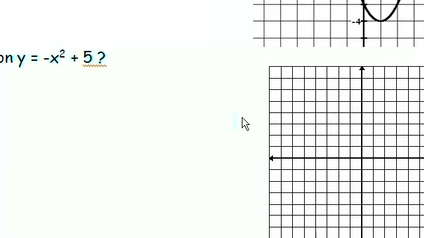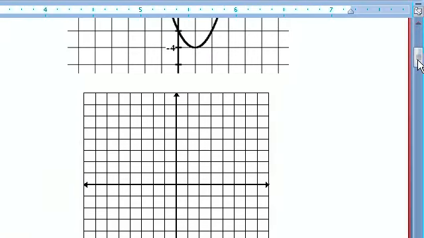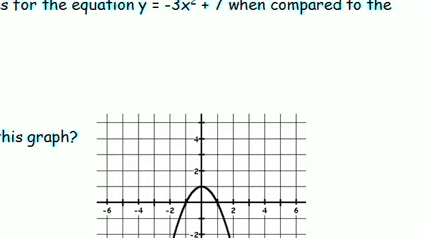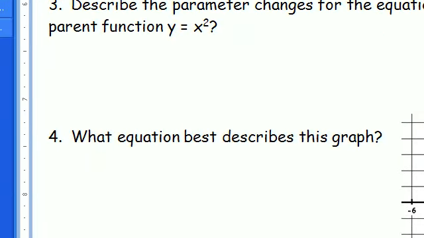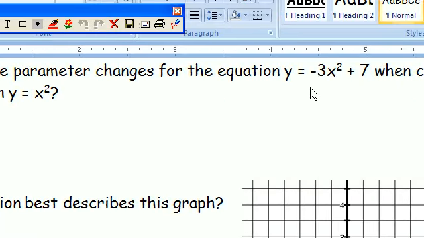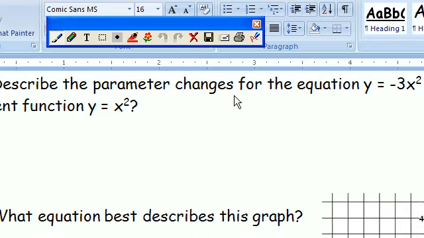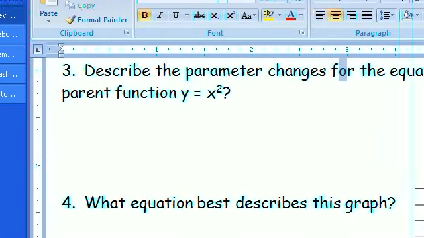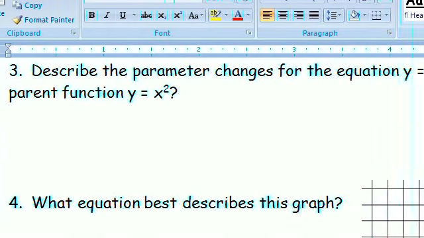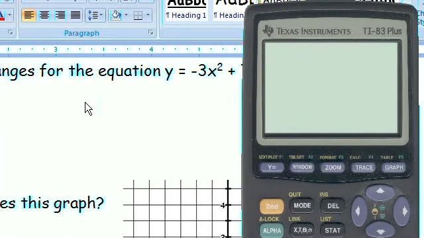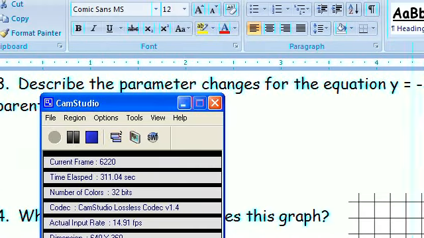Number 3. Let's keep moving along here. Describe the parameter changes for the equation y equals -3x squared plus 7 when compared to the function y equals x squared. Okay, well, let's see first of all what the difference is on the calculator. Is there a way I can lock my window?